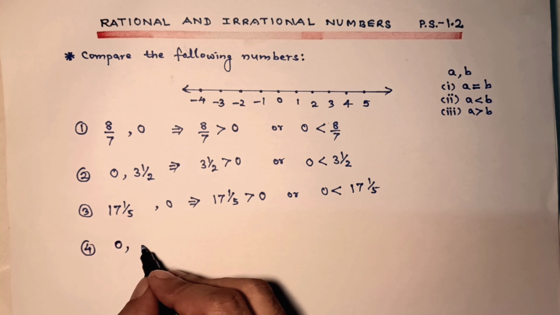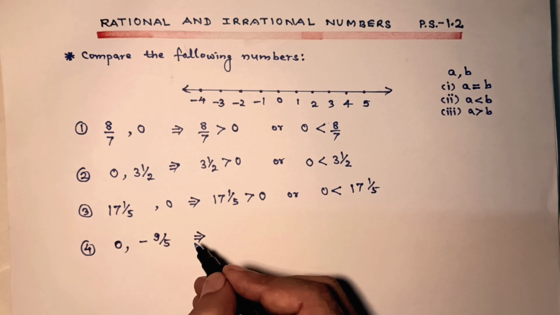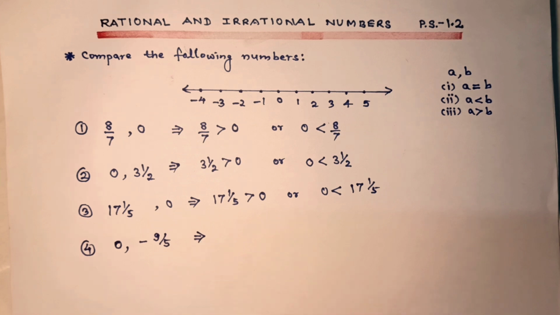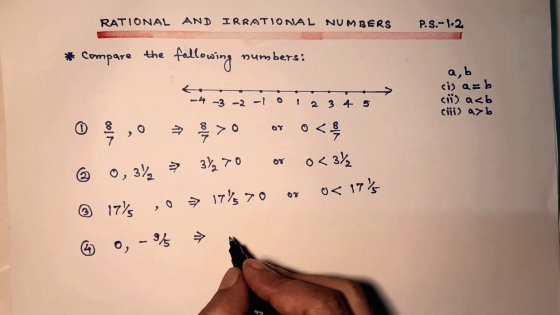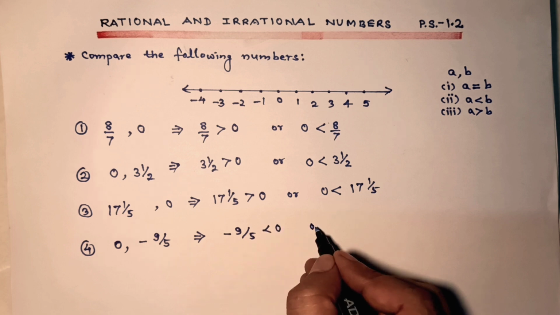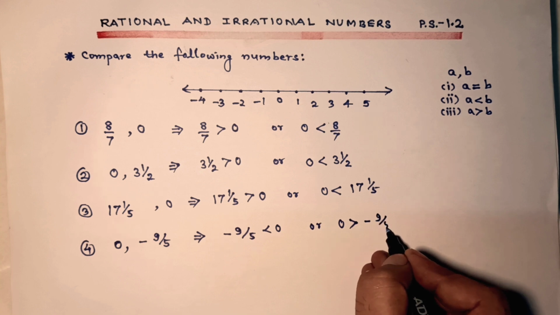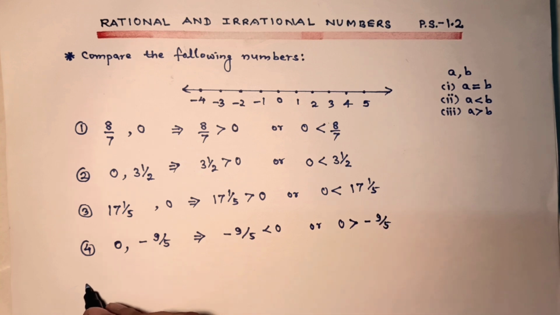0 and minus 9/5. My dear students, I have told you a negative rational number is always less than 0, because negative numbers are always towards the left of 0. So this minus 9/5 will be less than 0, or you can say 0 is bigger than minus 9/5. Let's go to the fifth question.